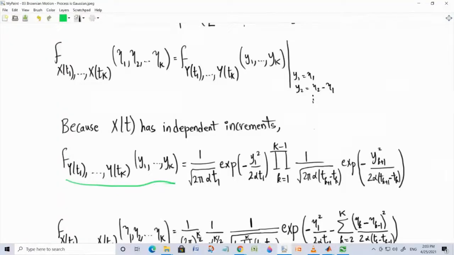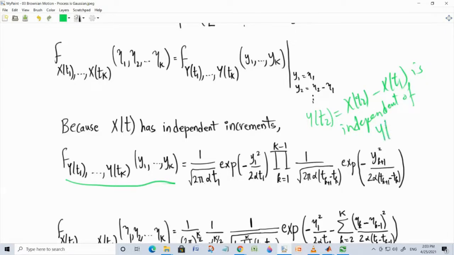Well, y of t2 is independent of y of t1. I am mistaking the x's with the y's. So y of t2, which is equal to x of t2 minus x of t1, is independent of y of t1, which is equal to x of t1. Again, to see this, just look at x of t1 and x of t2 minus t1 for t2 strictly greater than t1.